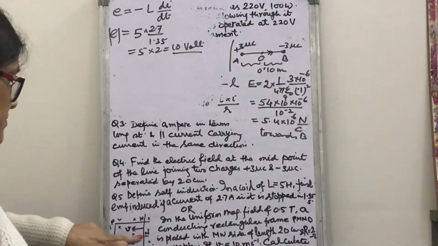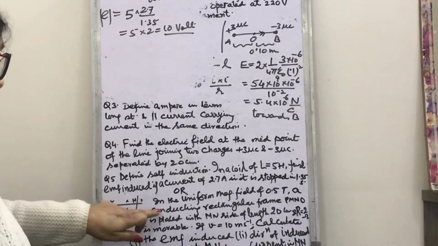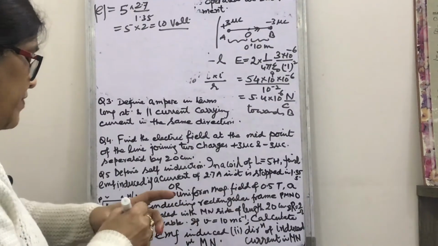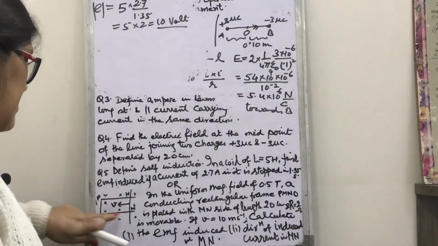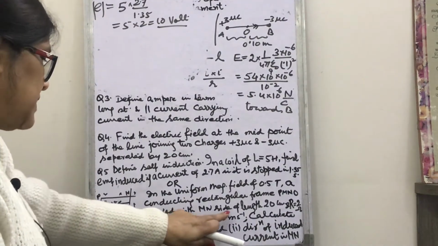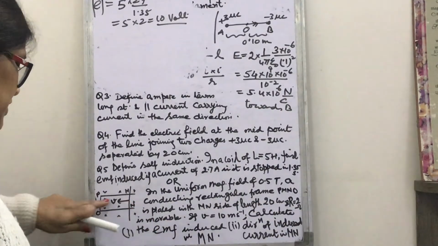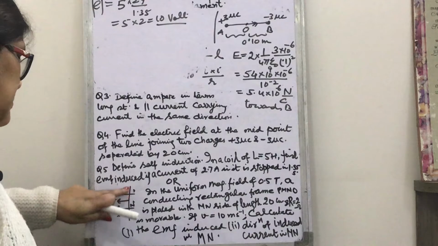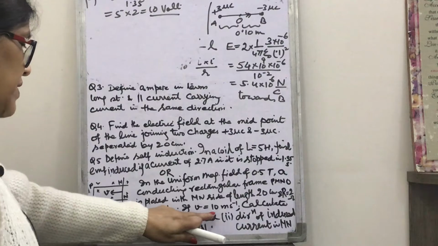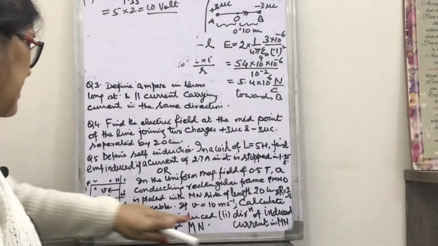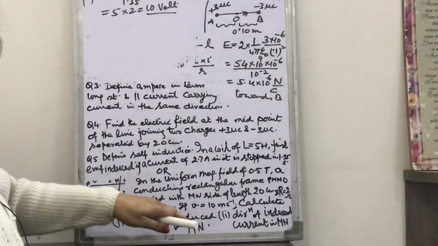Again a choice question. In this figure, look, there is a cross magnetic field. It is written, in a uniform magnetic field of 0.5 Tesla, a conducting rectangular frame PMNO is placed with side MN of length 20 centimeter and resistance 2 ohm, movable. This side is movable, its length is 20 centimeter, its resistance is 2 ohm. If V equal to 10 meter per second, calculate the EMF induced in MN and the direction of induced current in MN. Look here.